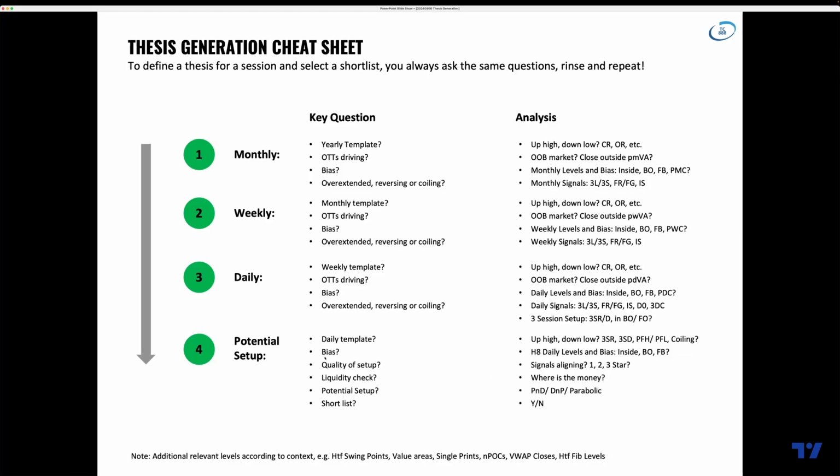Then we look at the bias at the lower time frames, especially H8 is the first I'm looking at. So these H8 levels, which one is the last one we hit? Are we inside the previous H8? Are we in breakout or false break? And we really mark this level on the chart, and we always want to have this 8H especially in our back. Then we look at the quality of the setup.